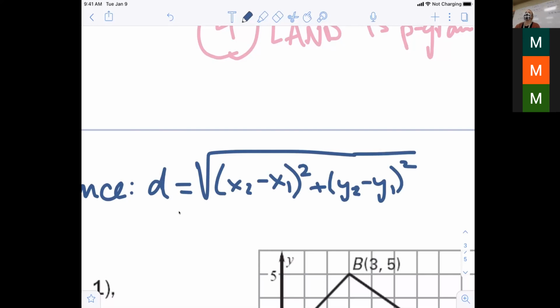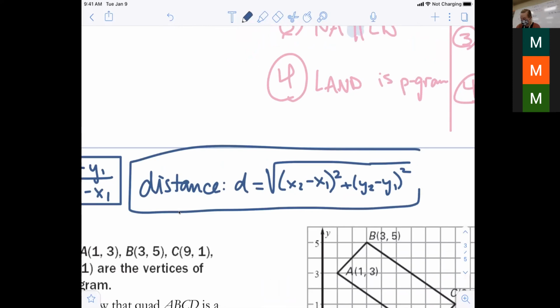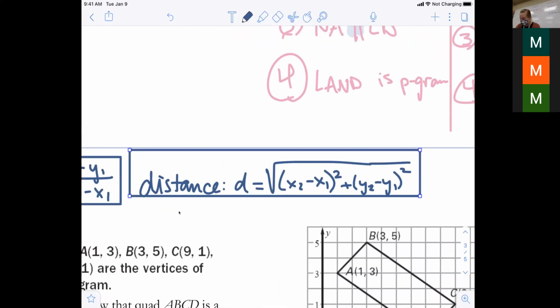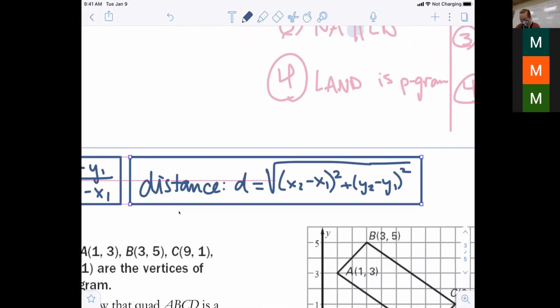Someone in one of my other classes was asking me about the Pythagorean theorem. I did not prove this out for you, but distance is derived from the Pythagorean theorem. If that's something you're interested in doing, as long as you show me enough work and I can follow, then I'll let that happen. So this is my distance formula: x2 minus x1 squared plus y2 minus y1 squared.